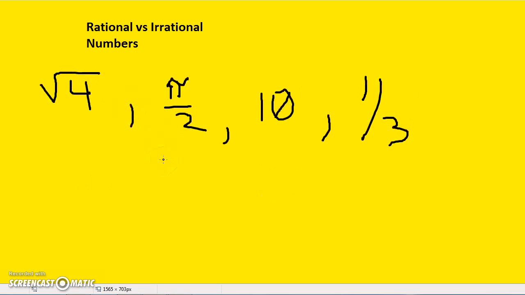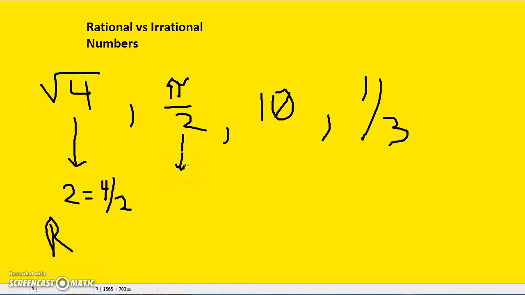So we have a couple different numbers here. We're going to see, are these rational numbers or irrational numbers? Well, the square root of 4, that could just be written as 2. And that's equal to whatever, 4/2. These are all the same number. So this is a rational number.